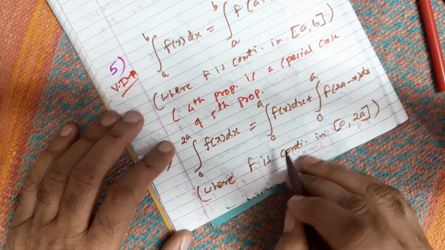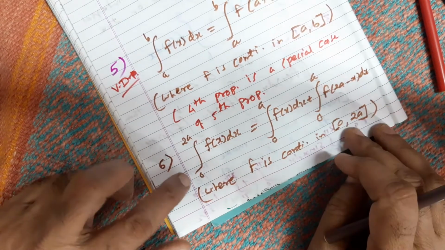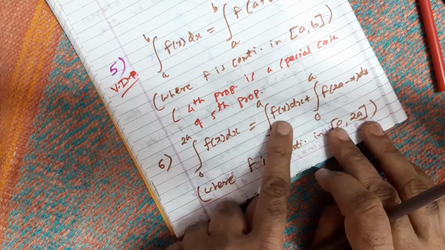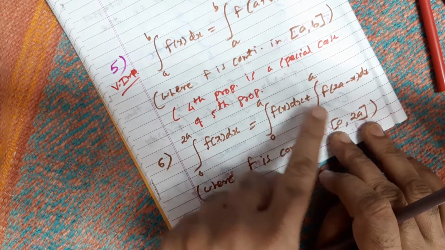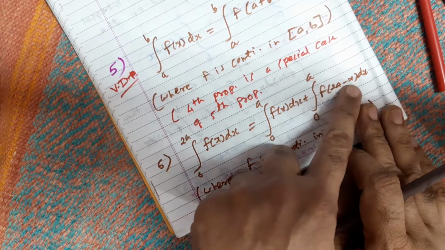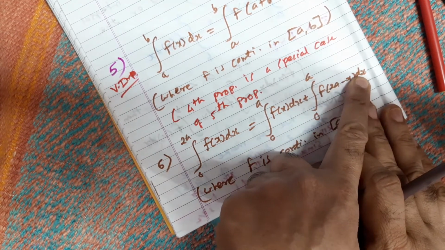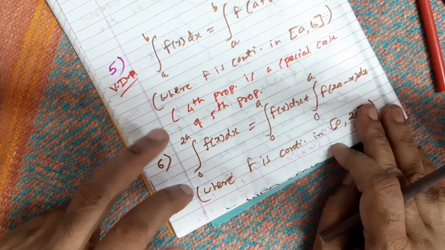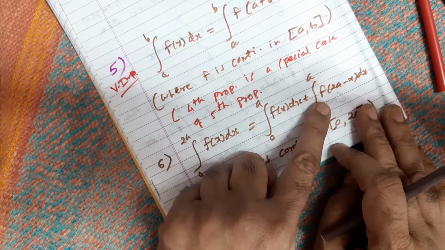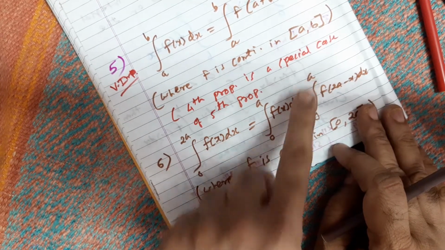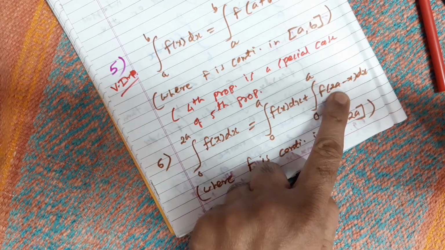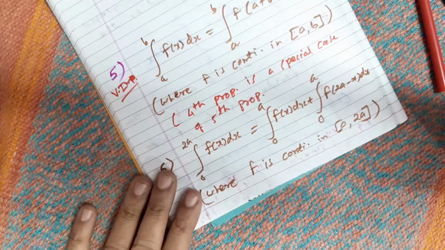Now what does this say? Suppose, for example, it is 0 to 2π f(x) dx. Then it will be 0 to π f(x) dx plus 0 to π f(2π minus x) dx. Got this? That was my example, orally. Whatever the function is, whatever the limits are, you can split it like this: 0 to a plus 0 to a. The first term is f(x) dx, the second is f(2a minus x) dx. Okay, right.